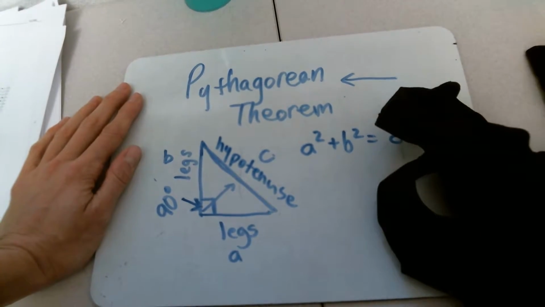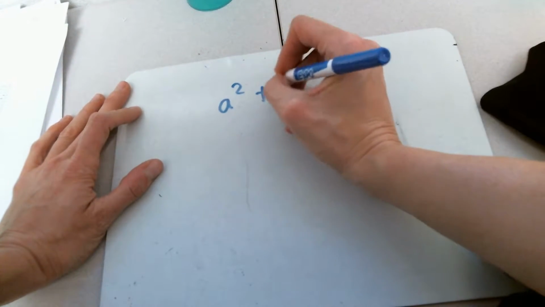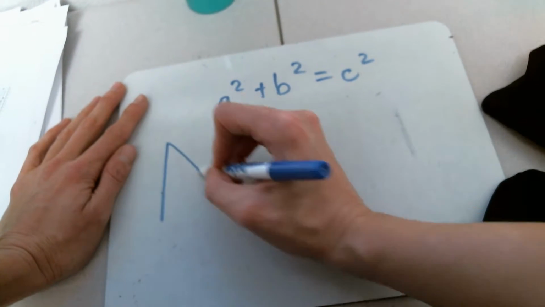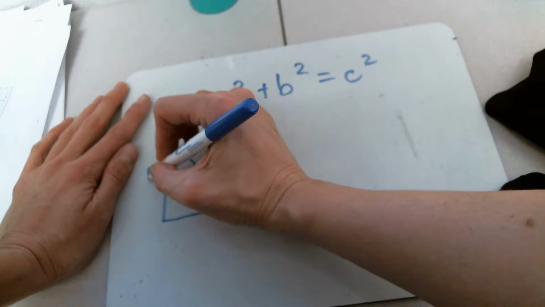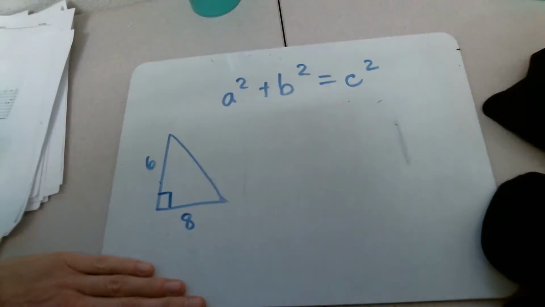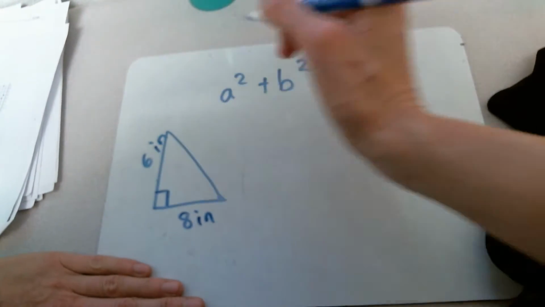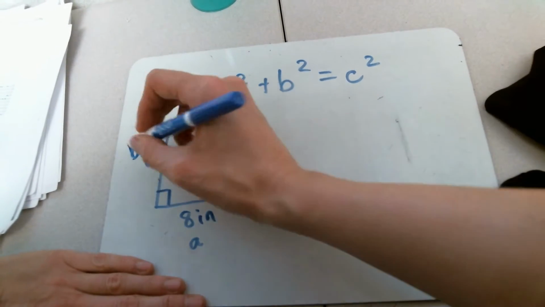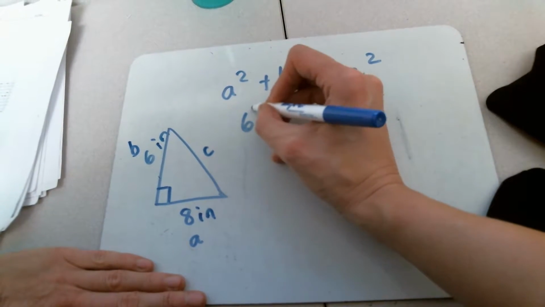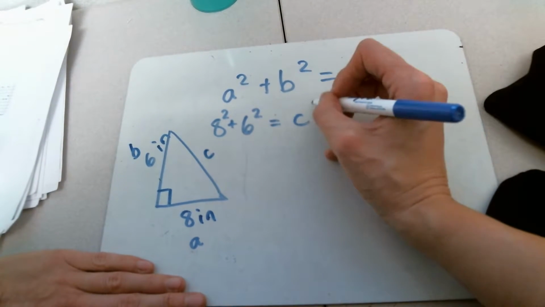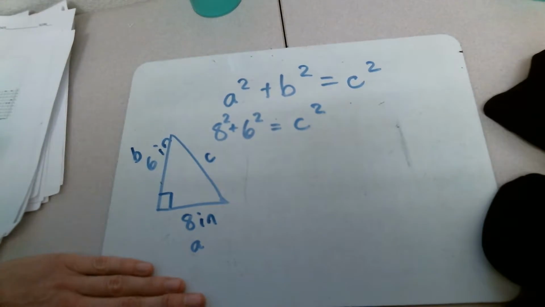So when we're using this equation, sometimes we're given different values. So let's look at this triangle right here. Let's say that this side's 6, this side's 8, and we want to know what the hypotenuse is. And let's call these all inches here. So I would substitute in my a and my b. Doesn't matter which one is which for that. So 8 squared plus 6 squared equals c squared. So here I'm solving for the hypotenuse.